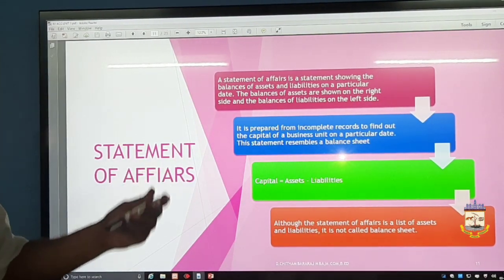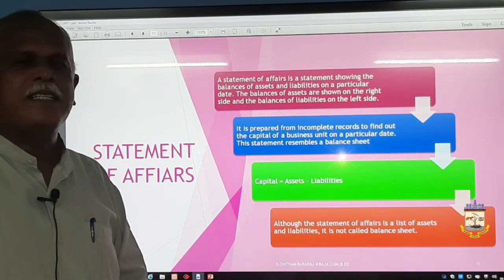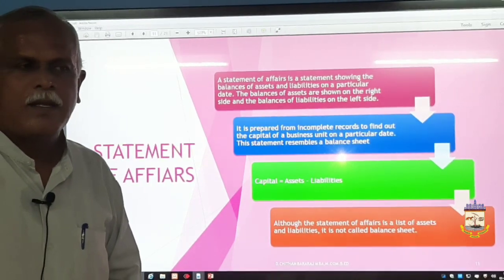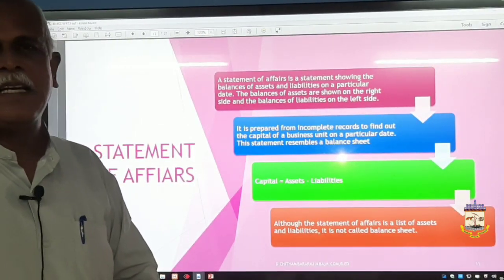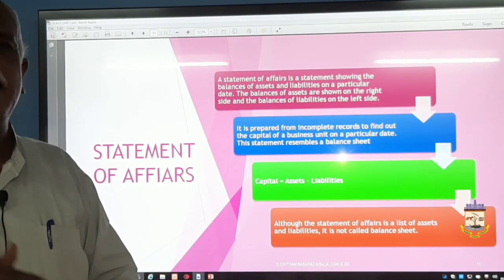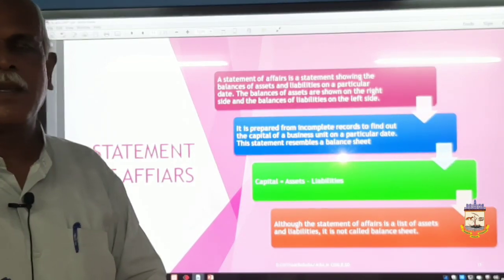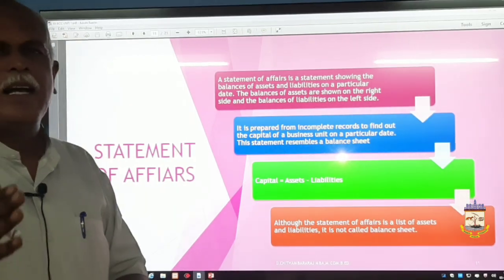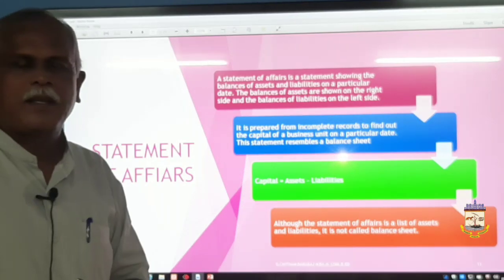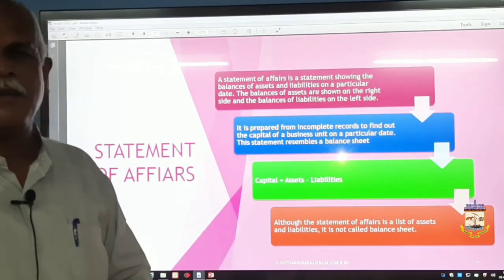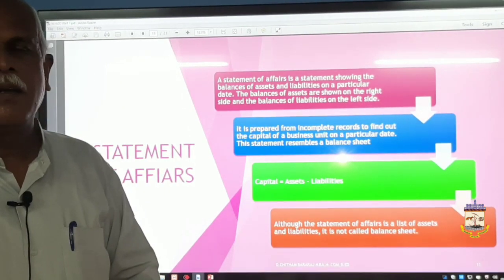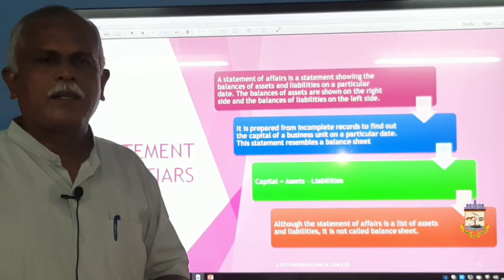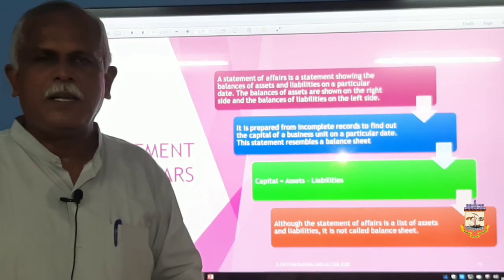Now we are talking about statement of affairs. What is statement of affairs? Statement of affairs is a statement prepared on a particular date with the assets and liabilities to find out the capital. We know from plus one accounting equation, assets are equal to liabilities plus capital.